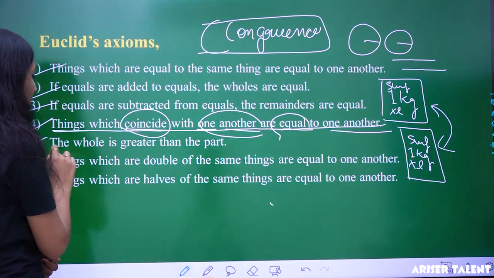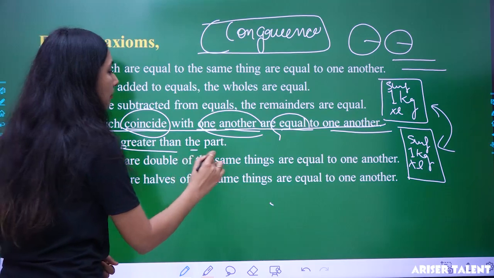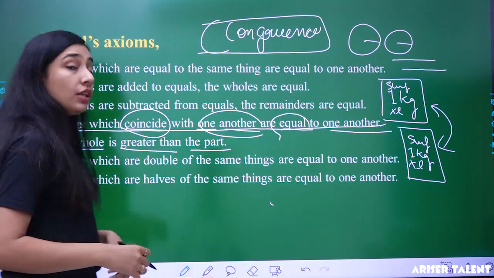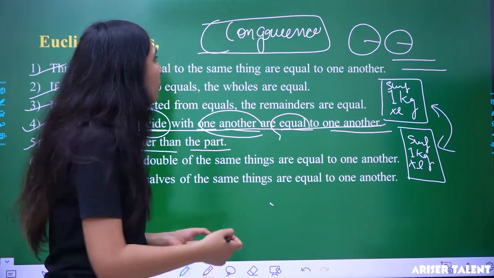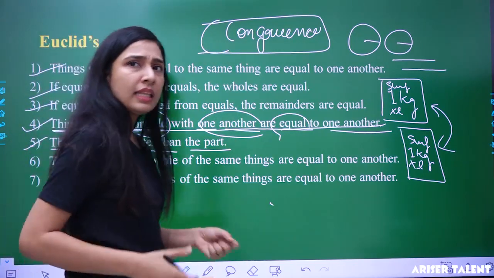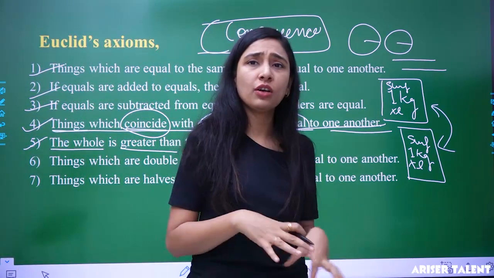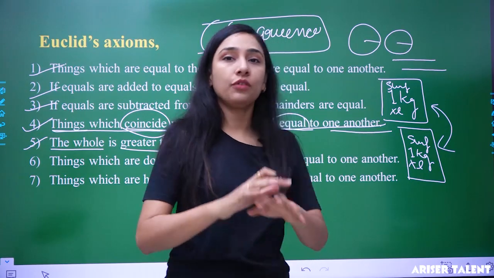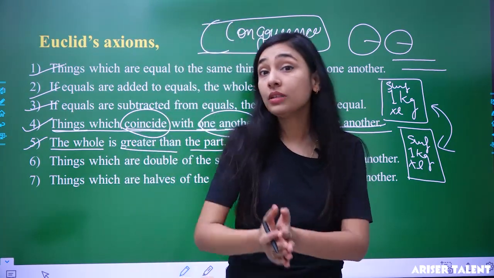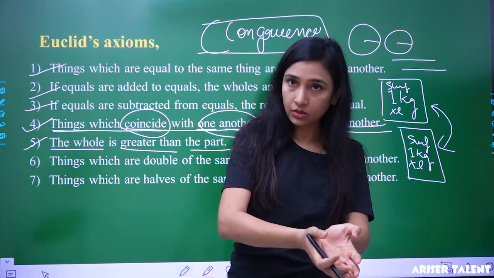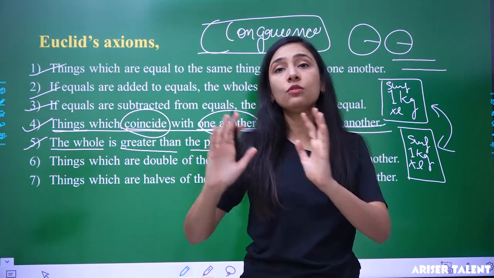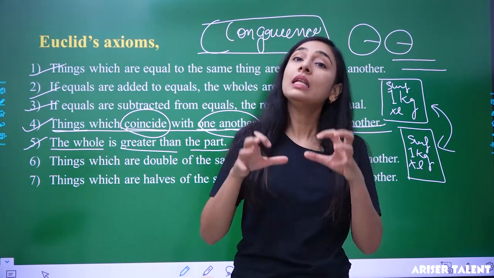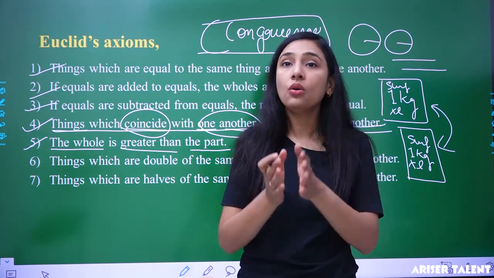Then next, the whole is greater than the part. That is so obvious. If you are a part of something, then you will be smaller than whatever you are part of. If you are a family member, then the family is bigger, and you are just a part of the family. The bigger one is the family, not you. You are the part and the family is the whole.